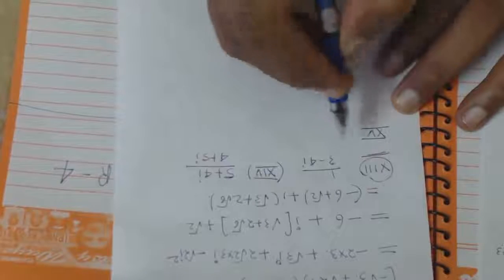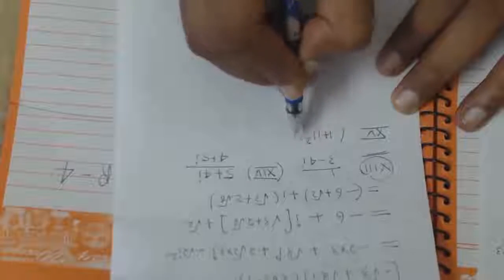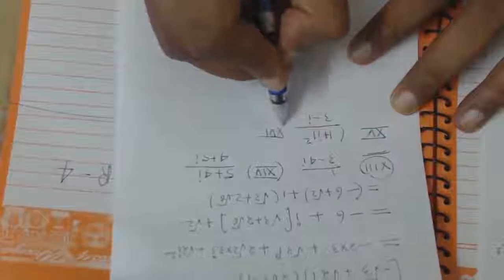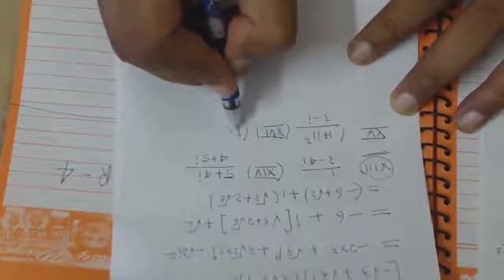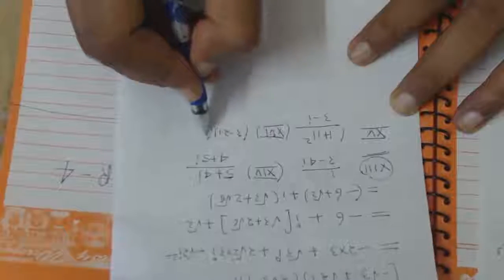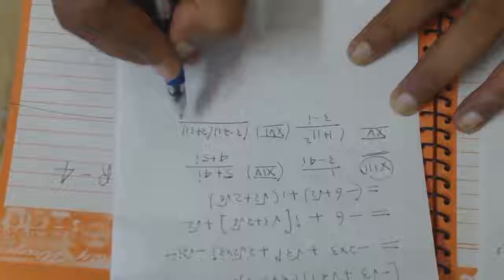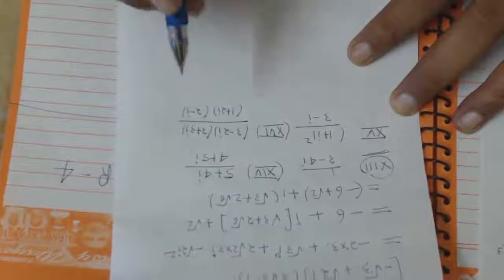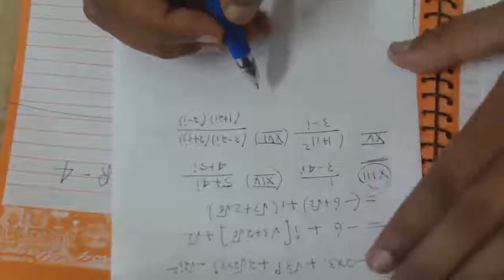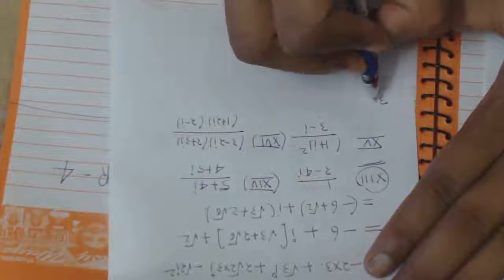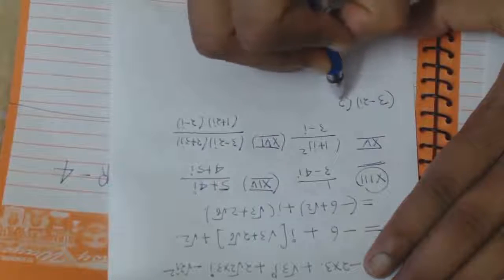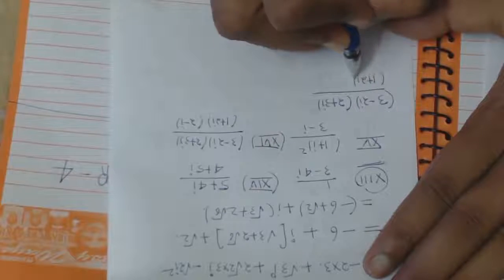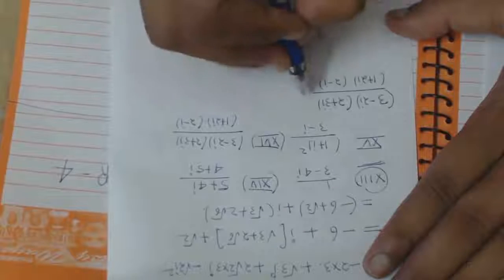Try this. Pause the video and try this. (3 minus 2i)(2 plus 3i) over (1 plus 2i)(2 minus i). I'm taking this question. 3 minus 2i multiplied by 2 plus 3i, over 1 plus 2i multiplied by 2 minus i.